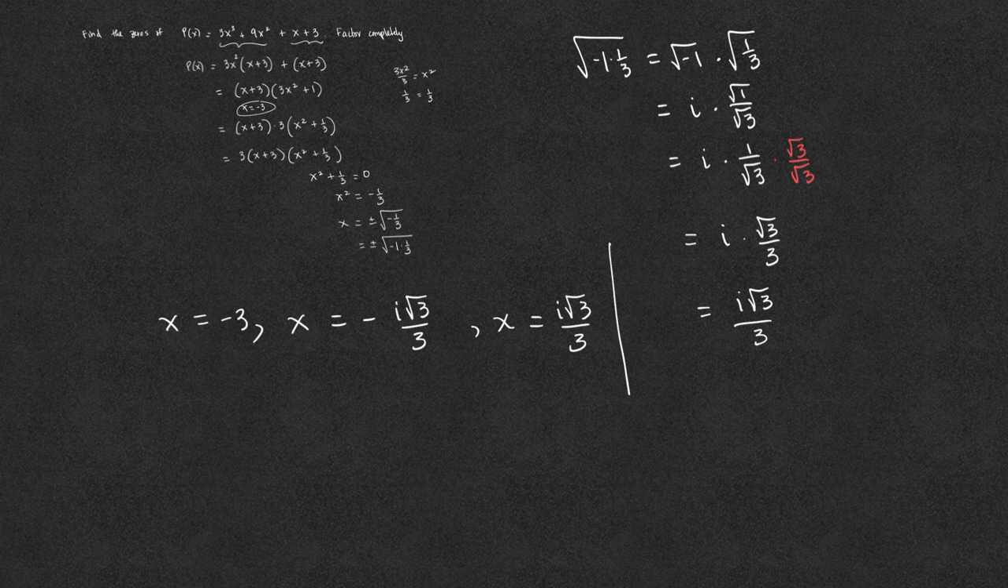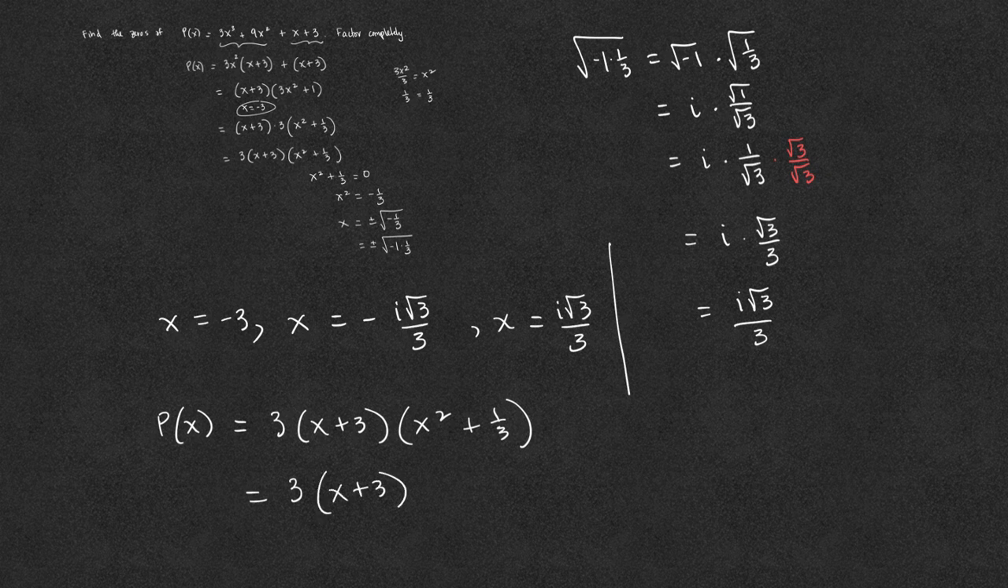The complete factorization theorem states that we can write the polynomial as 3 times x plus 3 times x squared plus 1/3, but we also found the other two complex zeros, and they are x minus i root 3 over 3 times x plus i root 3 over 3.